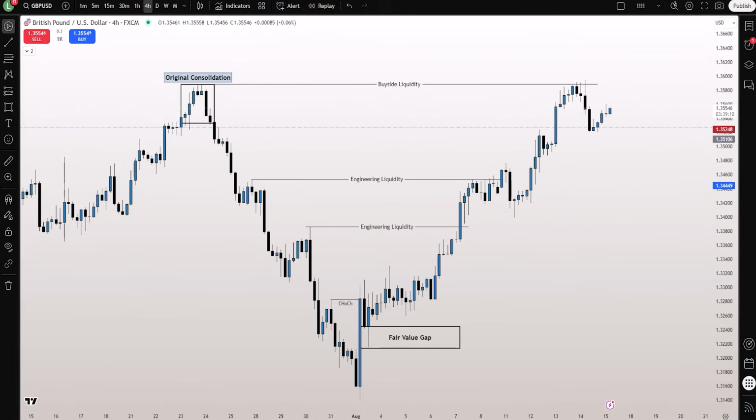Now about the structure of the model itself. In its initial phase, there is always consolidation. A normal range is formed in which participants trade from the boundaries, set stops beyond the extremes, and the market accumulates liquidity, both above and below. While the price remains unchanged, the market maker creates conditions for manipulation. Once liquidity is gathered, the next phase begins: redistribution.